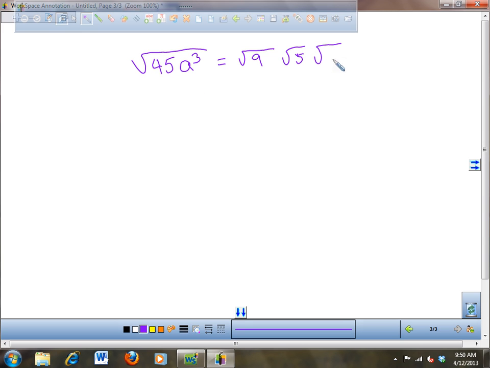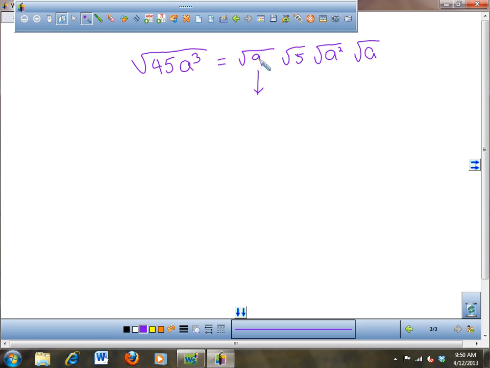Now, a isn't a perfect square, but a squared is a perfect square, and times a, because a squared times a gives you a cubed. See that? So now you pull out whatever you can out of these square root things. You try to get them outside of the box. Free them. Set them free.